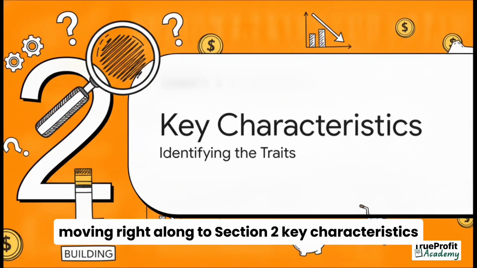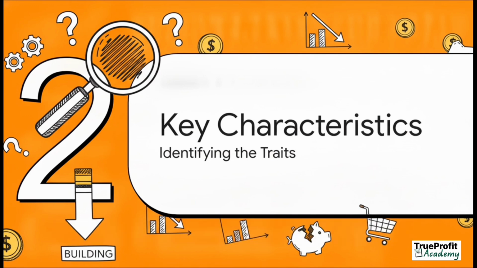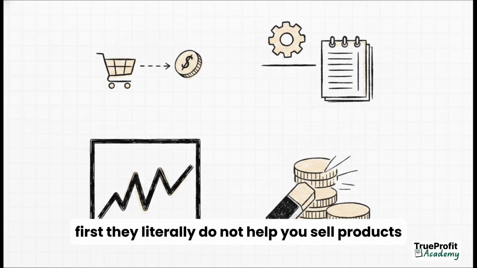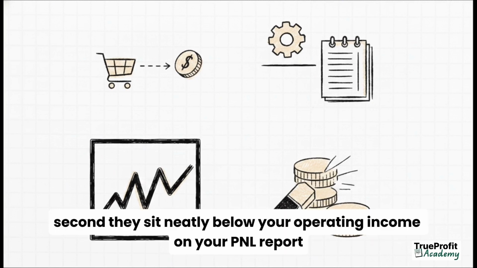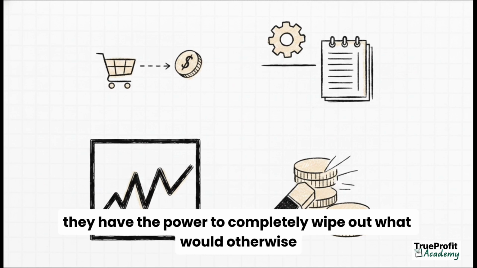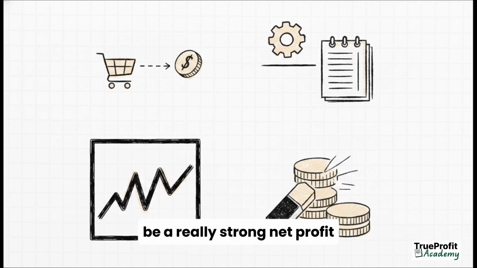Moving right along to Section 2, key characteristics. How do you spot these things? Well, they usually share 4 main traits. First, they literally do not help you sell products. Second, they sit neatly below your operating income on your P&L report. Third, they're often super irregular or just unpredictable. And fourth, they have the power to completely wipe out what would otherwise be a really strong net profit.